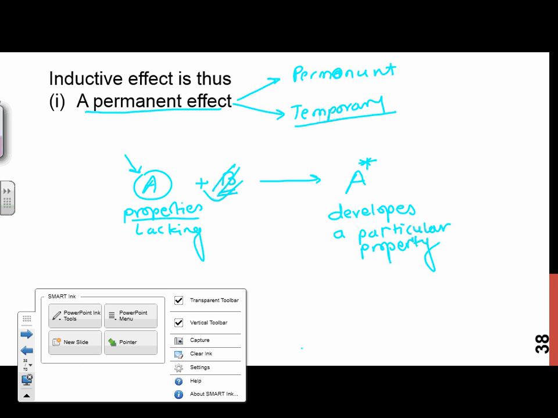Okay, let me just erase this part. Are you getting this? Okay, continue. So first of all, inductive effect is a permanent effect. You'll always see it. It's inbuilt.